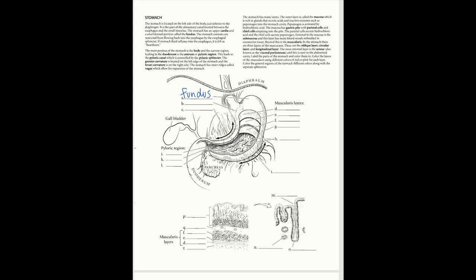The upper part is called the cardia. And then where it's curved, where we have that arch shape, on the top of the stomach is called the lesser curvature. And then because, of course, if this is the lesser, the larger portion of the curve is going to be the greater curvature.